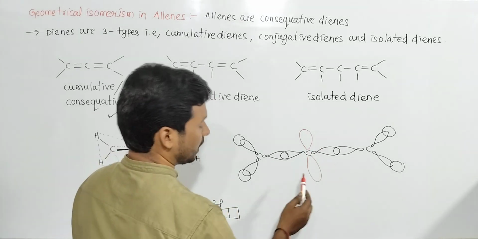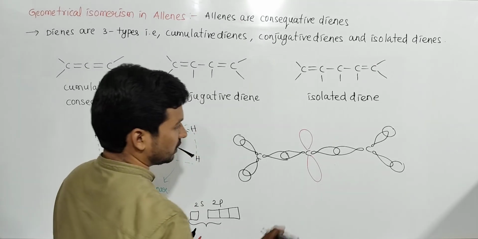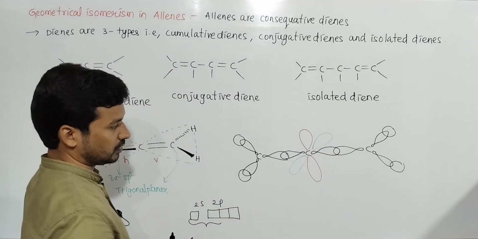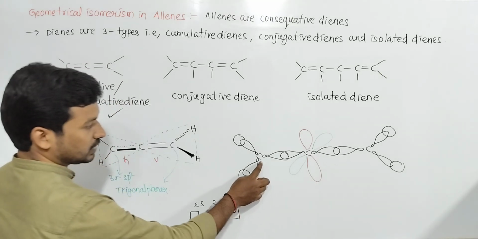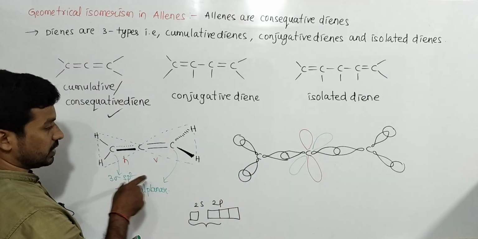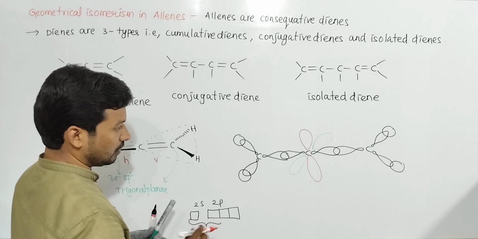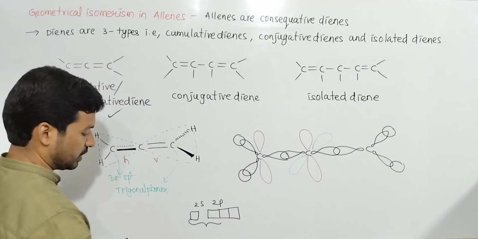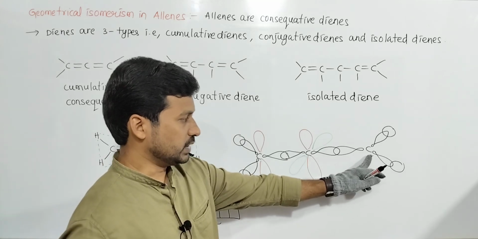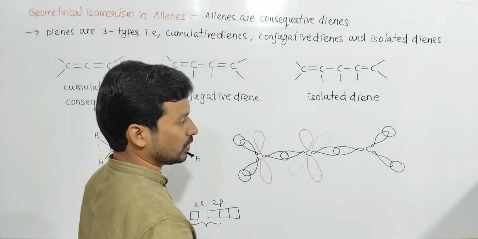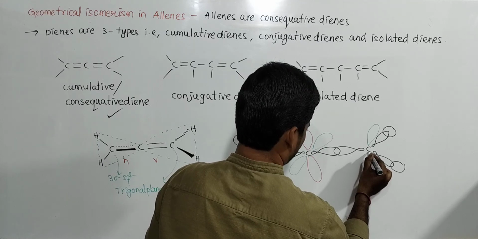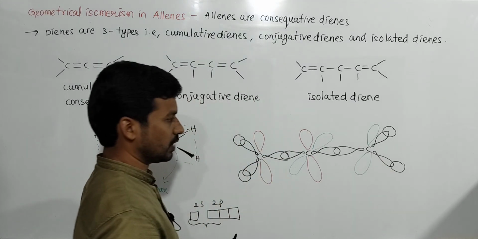sp hybridization means 2p orbitals are unhybridized. Here for this carbon, sp2 hybridization means one p orbital is unhybridized. This is also the same. An sp2 carbon means one p orbital is unhybridized, like this.